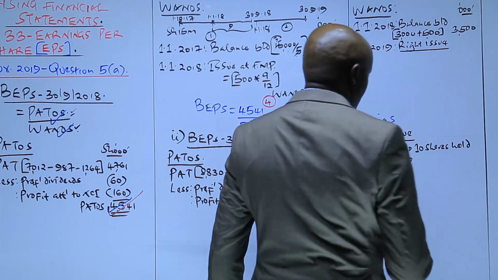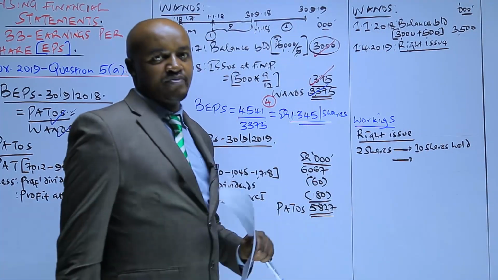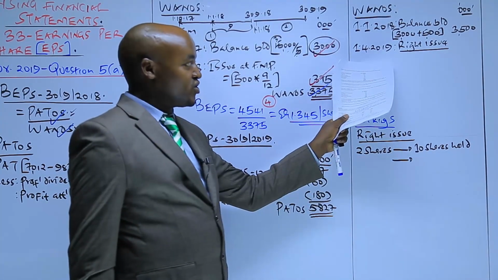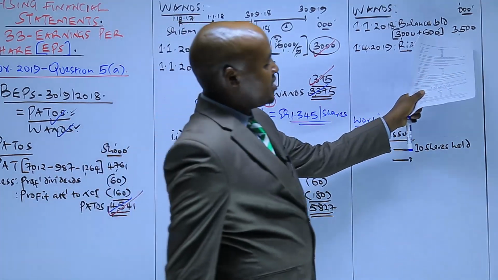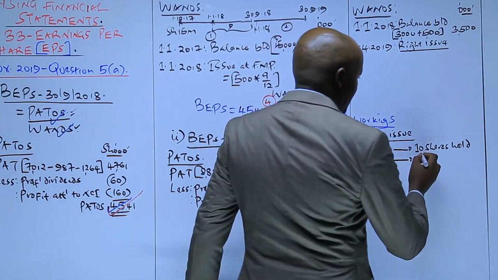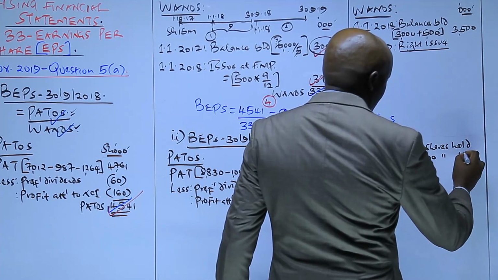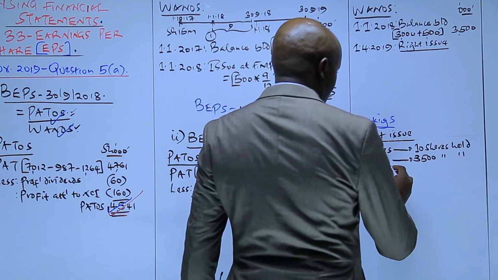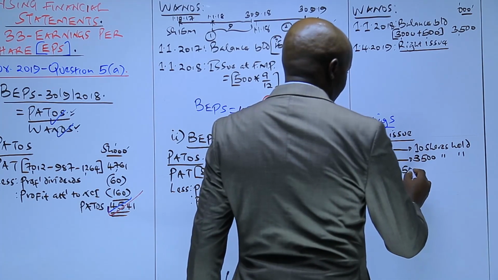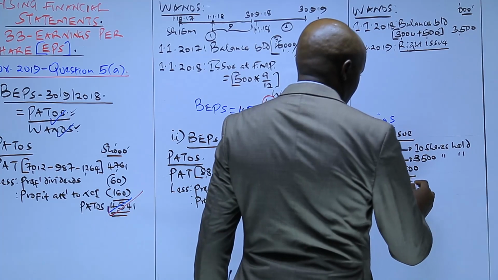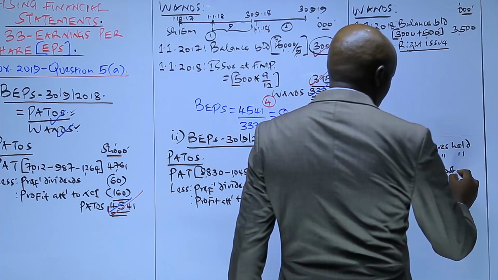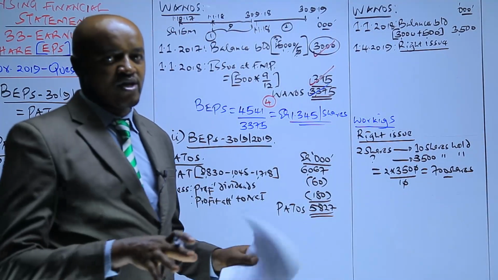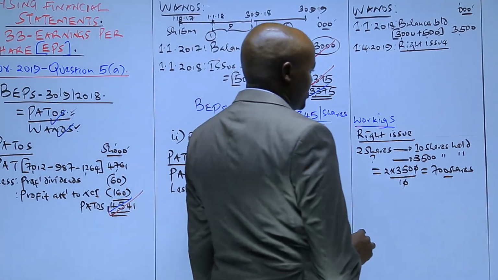So we ask ourselves, before this rights issue was made, how many shares were held? You can't get that in the question, you can only get it from your computation. Before the rights issue, the shares which had been issued by the company were 3,500. So we cross multiply, then divide: 2 times 3,500 divided by 10, which gives us 700 shares. These are the shares issued during the rights issue, which we are going to split into two components: shares issued at full market price and shares issued free of charge.